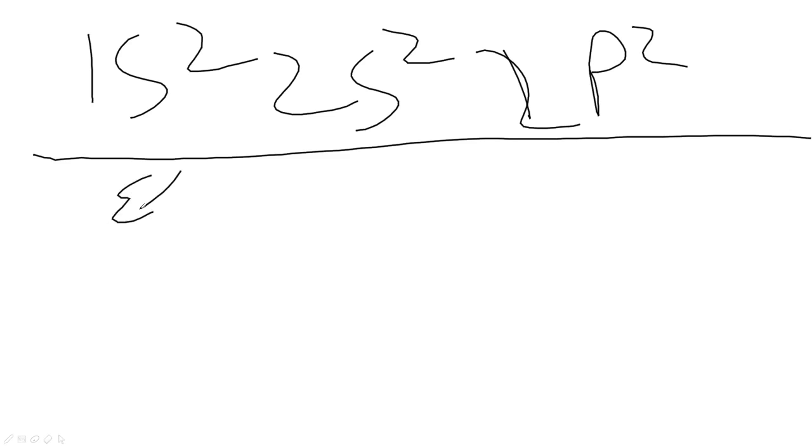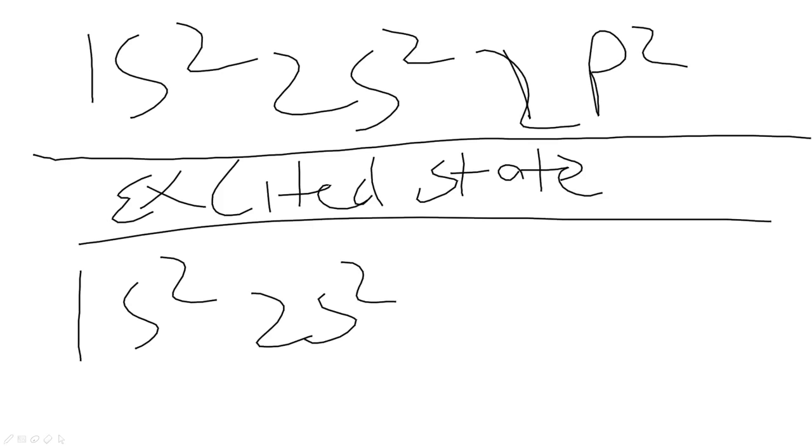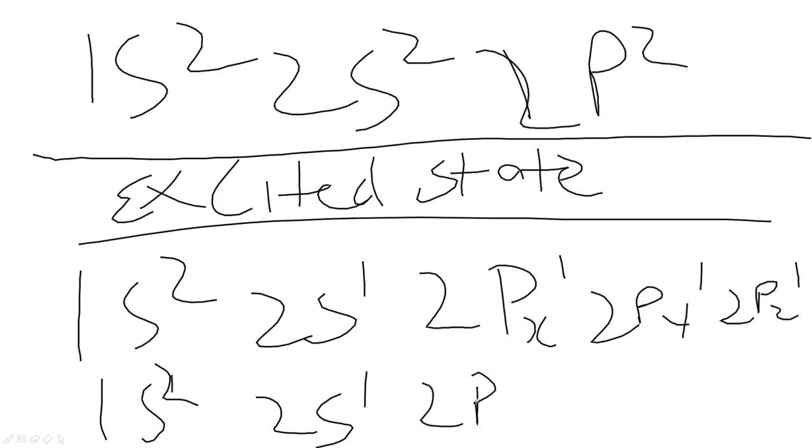The excited state of carbon is 1s2, 2s1, and 2p. If I break it down: 2px1, 2py1, and 2pz1. If you want to collapse it, you have 1s2, 2s1, and 2p3. Get it now? Okay, this is where I'm going to be ending my video.